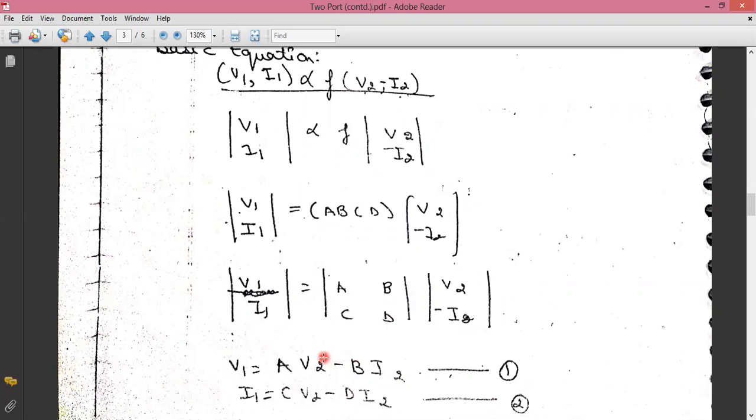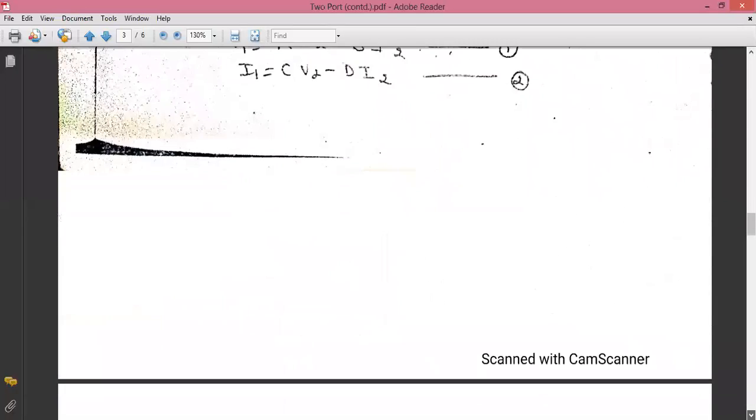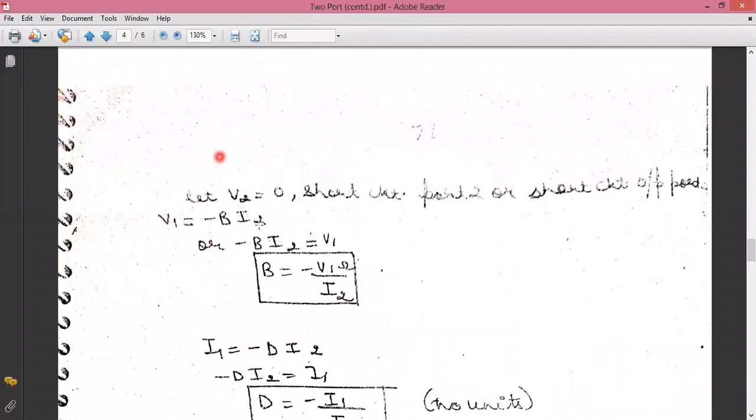Now, what we have to do, we have to get a zero. First of all, I can substitute V2 is equal to 0 and get the result. And after that, I can substitute I2 is equal to 0 and get the result. When voltage is equal to 0, that means short circuit. And when current is equal to 0, that means open circuit. Now you can see, first of all, what I have to do, let V2 is equal to 0. V2 equal to 0 means short circuit port 2, short circuit output port.